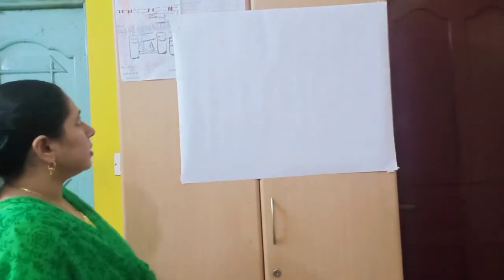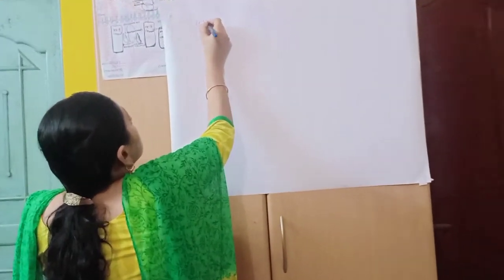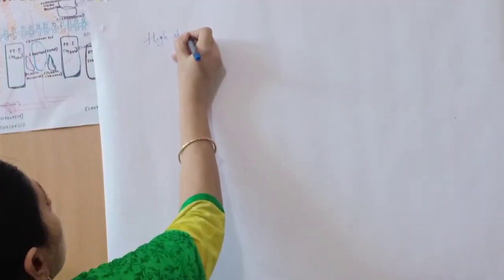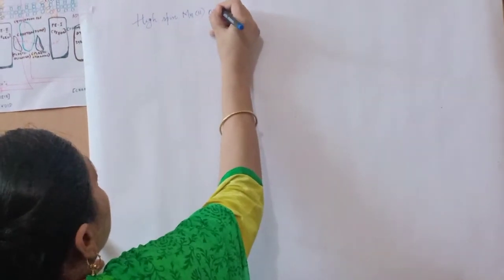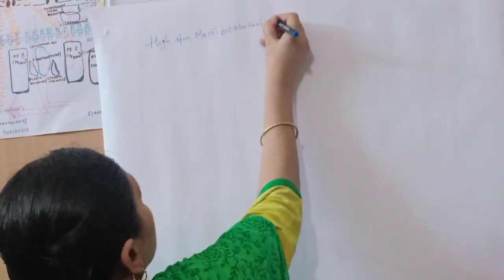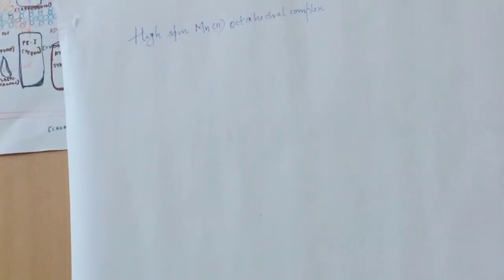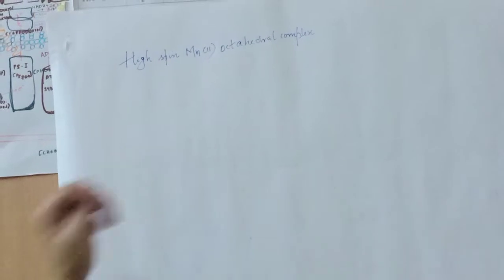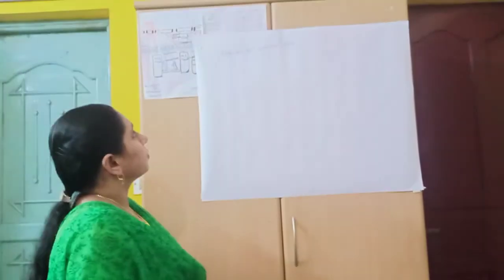Now let us consider a high spin manganese 2 complex in an octahedral environment. So we are going to discuss the high spin Mn2 octahedral complex, its ESR spectrum, that is, how many ESR lines will be there in the spectrum.